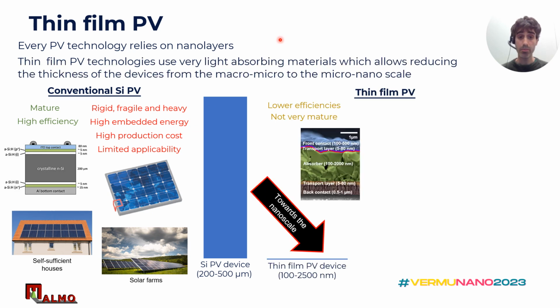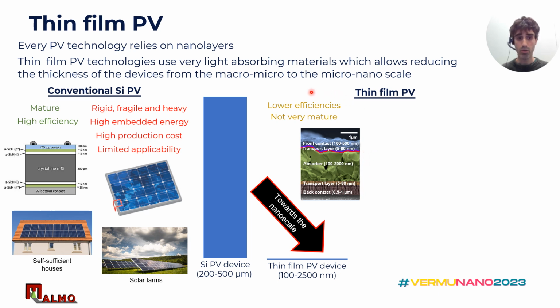Then we have thin film PV technologies, in which we change the absorbent material by a material with a very high absorption coefficient, which allows reducing the devices from the macro microscale to the nano microscale. You can see here the typical architecture in which every layer is below 2 microns, and it can go as low as just a few nanometers.